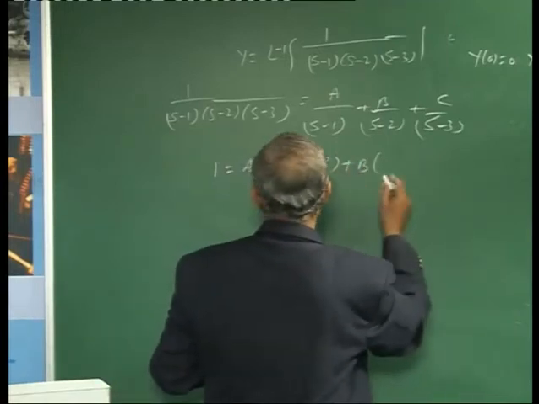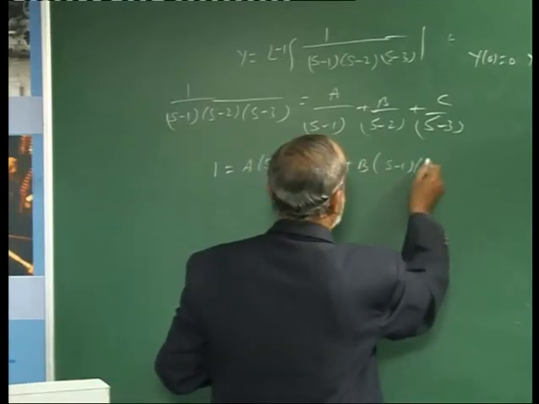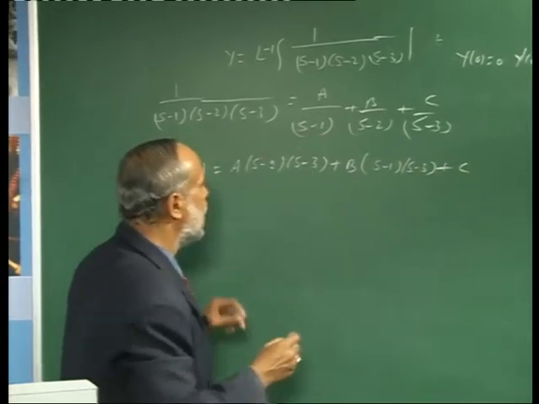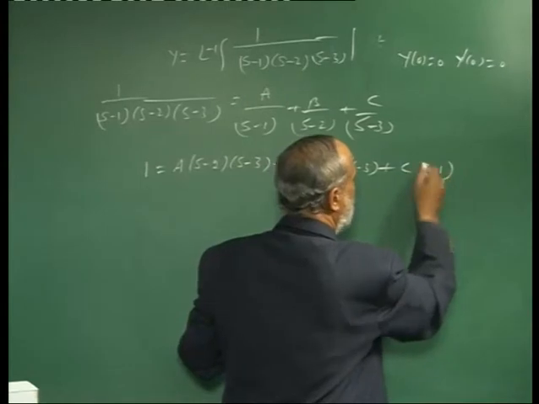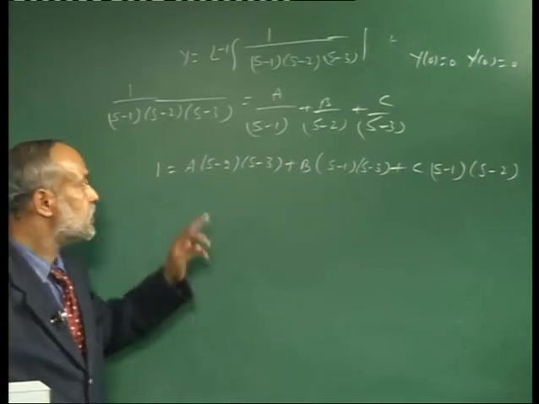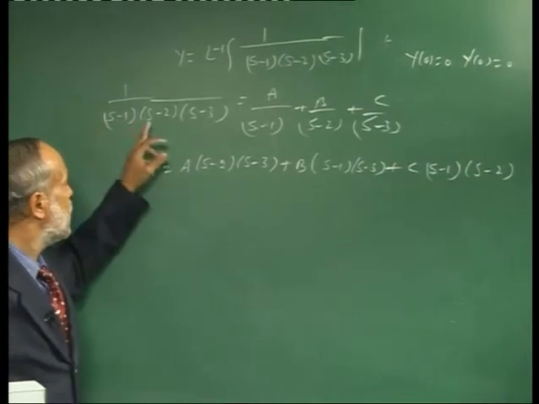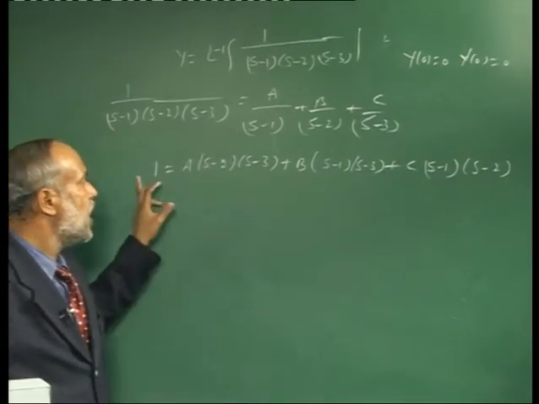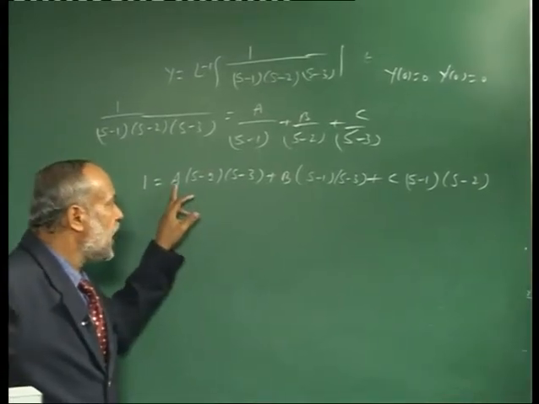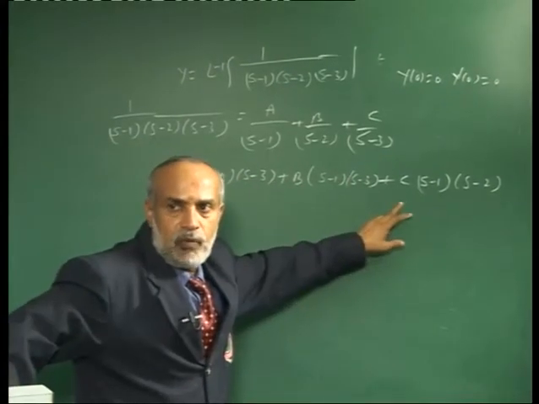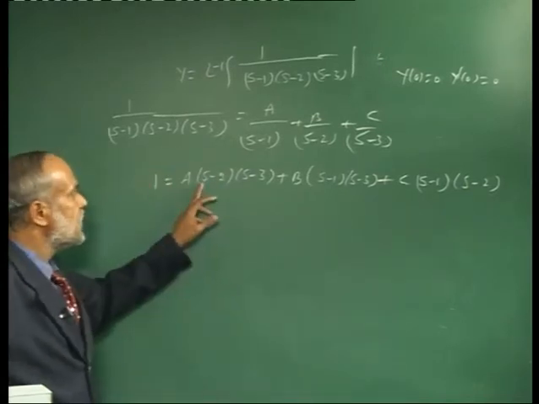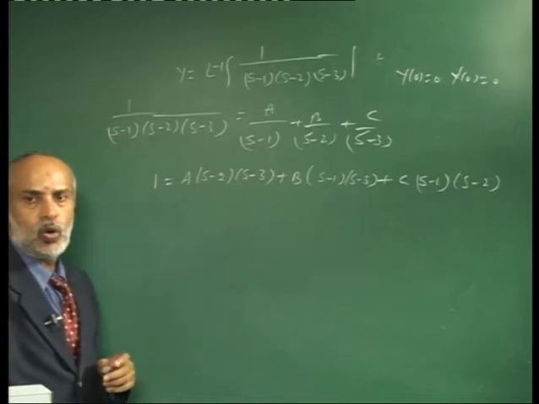B into (s minus 1)(s minus 3) plus c into (s minus 3), and what remains is (s minus 1)(s minus 2). After multiplying throughout the equation by (s minus 1)(s minus 2)(s minus 3), we get these equations. Now, to find the values of a, b, c, we give the values s equal to 1, s equal to 2, and s equal to 3.